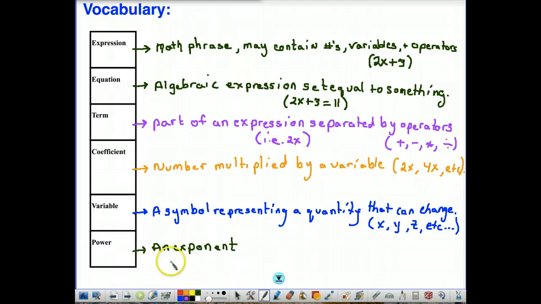Finally, we have a power, and a power is just your exponent. Okay, so maybe I have, say for example, 4, and I'm going to raise it to the third power. The 3 is your exponent. Okay, that is your power. All right, so those are very important terms to be aware of and understand when you read the problems in advanced algebra. Often they use those terms, and you need to know what they mean in order to complete the problem.